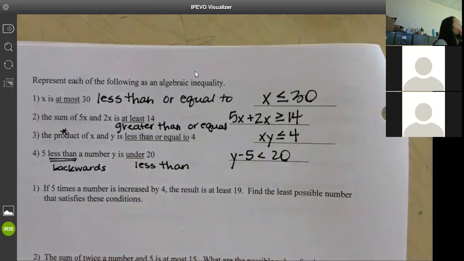Is it going to be equal to? Is 20 under 20? I know that sounds stupid, but for real, it's not, right? So we cannot use equal marks on this one. If it's under, it's just strictly less than. So watch all of those words, okay?